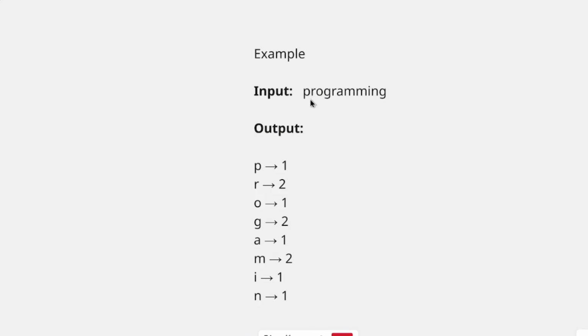Let's take our second character. R appears two times, here one and here one. So two times, and we write R equal to 2. Like this, we are going to count each and every character's frequency and display it in our output. That is what we are going to do now.